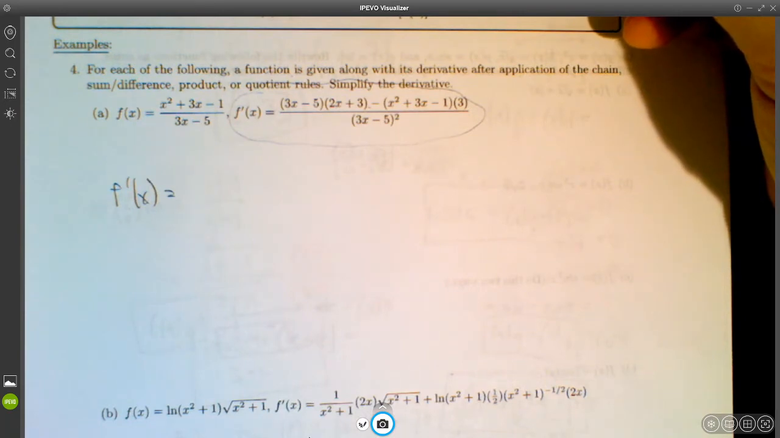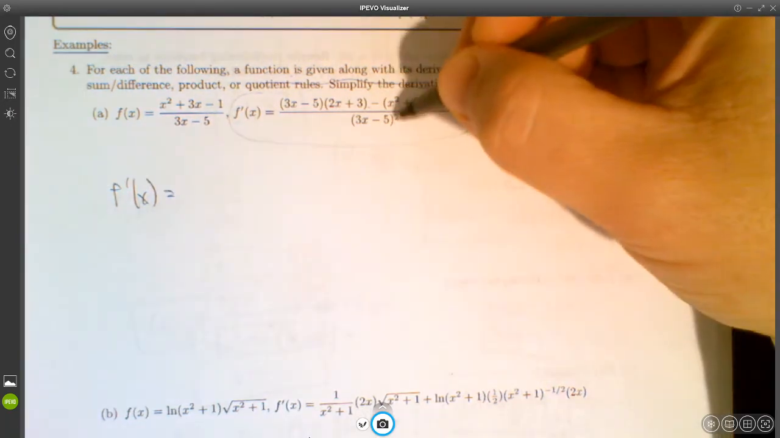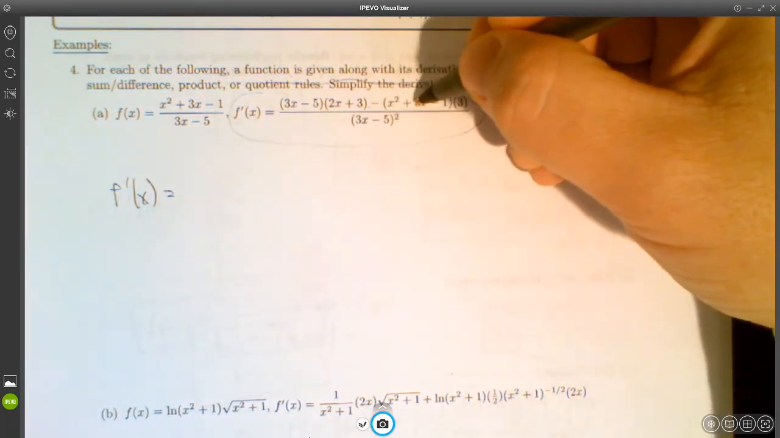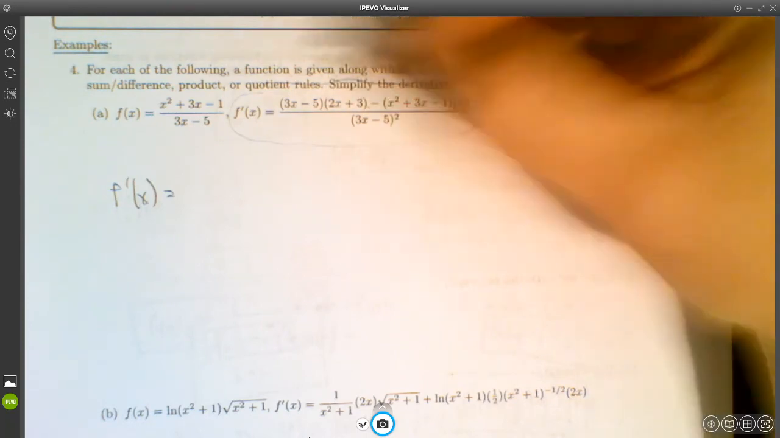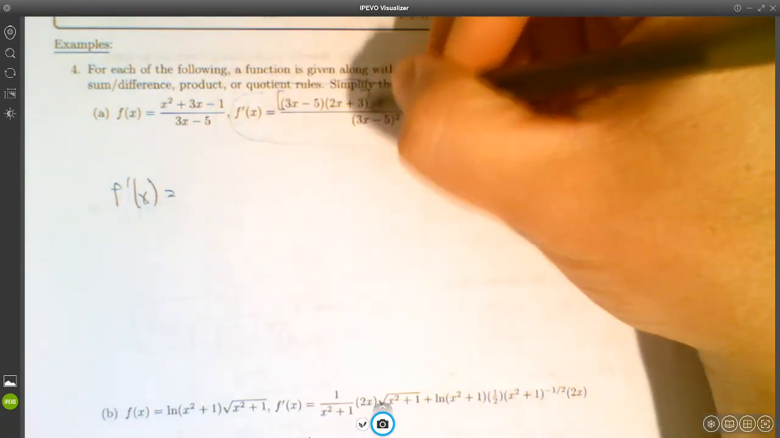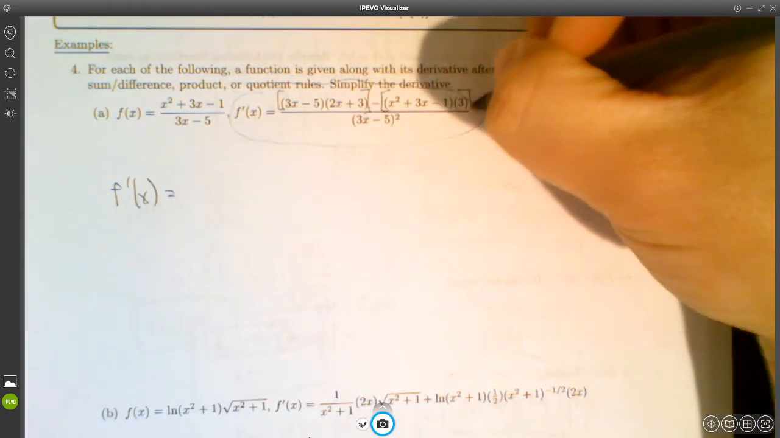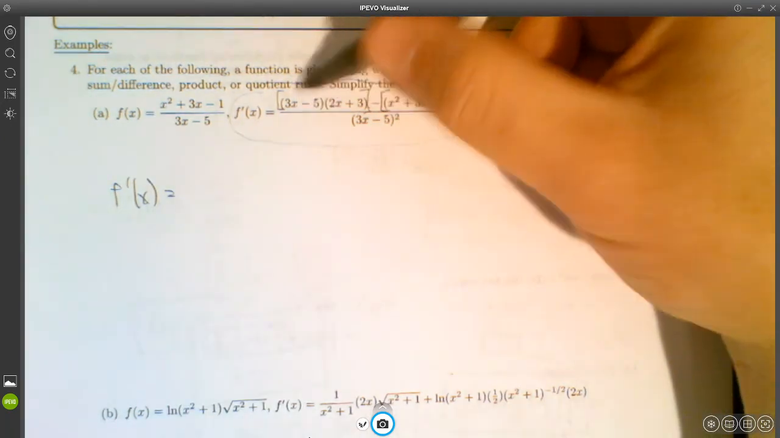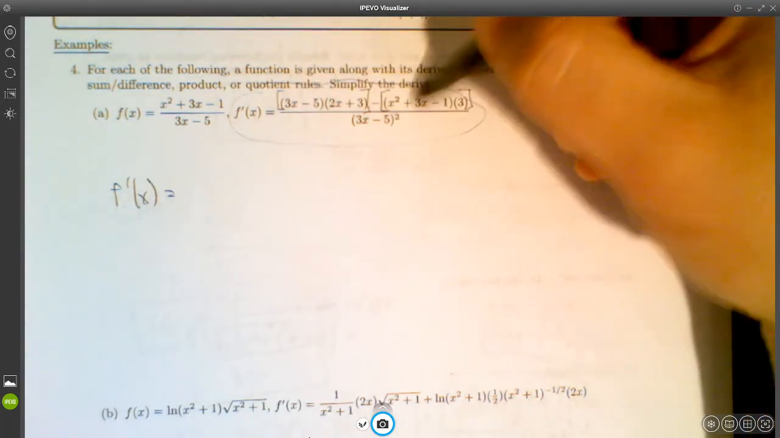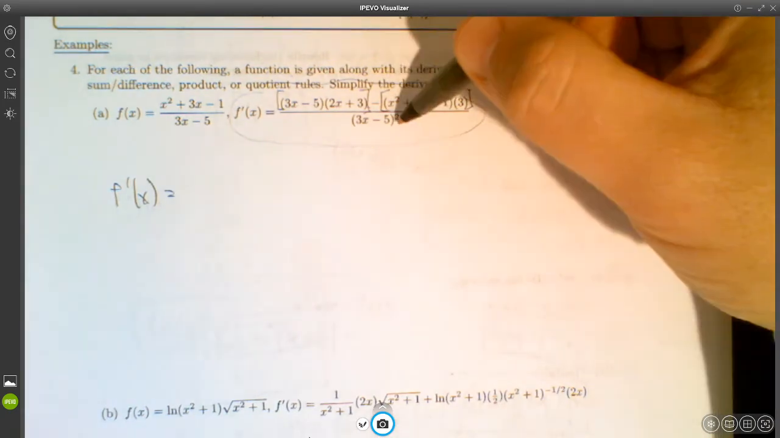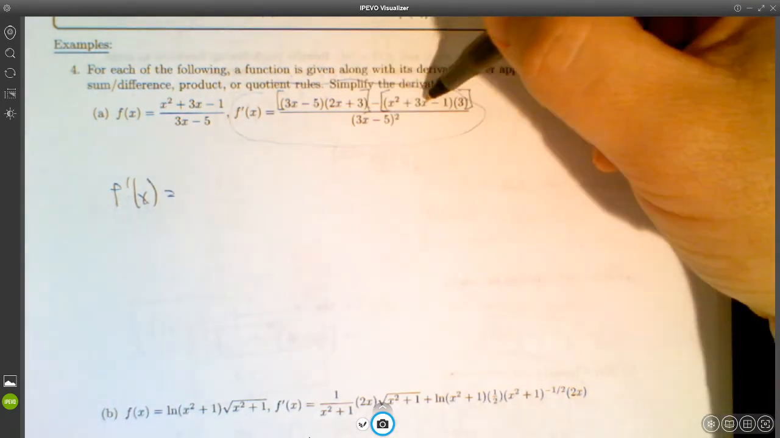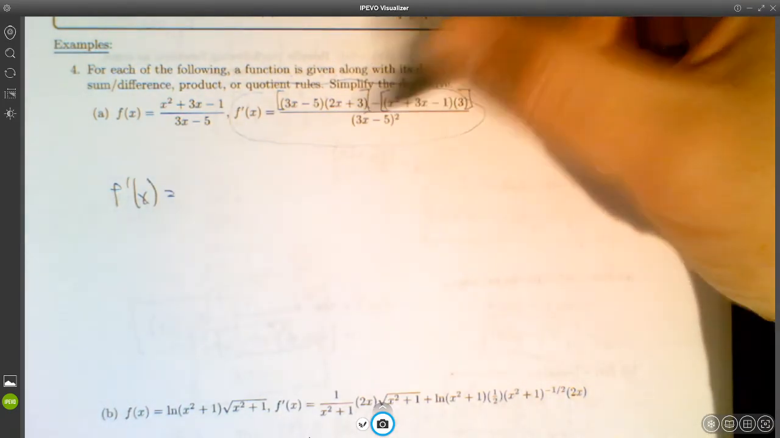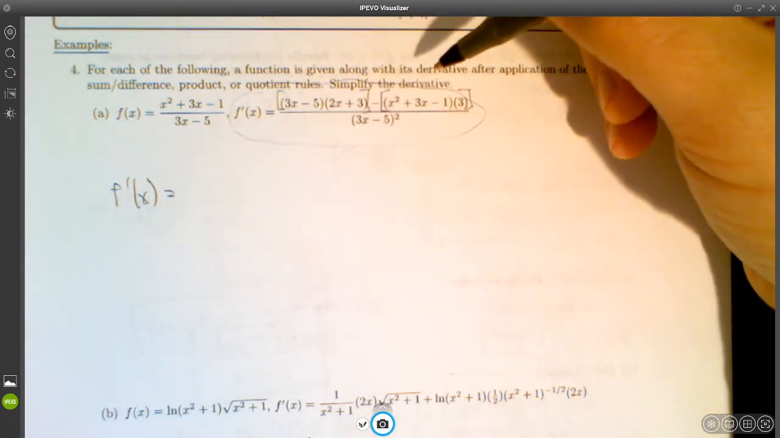So one way that this could simplify is if I had a factor of 3x minus 5 in both of these terms up here. I'm thinking of this whole thing as one term and this whole thing as a second term. I have a 3x minus 5 as a factor in this first term, but not the second one. So that means, at least the way that it's written right now, I'm not going to be able to cancel off a 3x minus 5 anywhere.